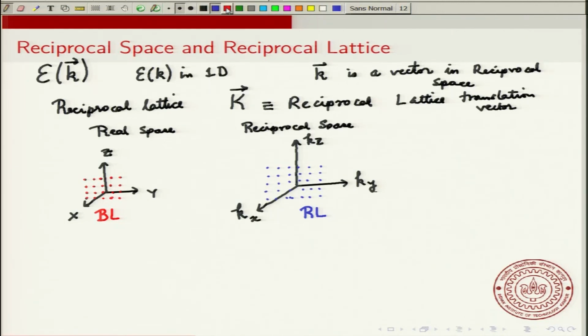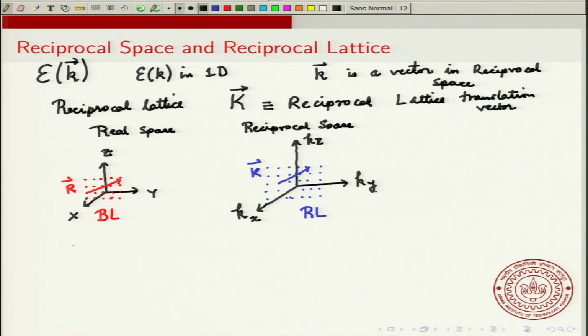Just as the Bravais lattice is characterized by a lattice translation vector r, the reciprocal lattice is characterized by a lattice translation vector K. Essentially, the reciprocal lattice and the Bravais lattice are the same thing, only this is in reciprocal space. Where things get interesting is that corresponding to a given Bravais lattice, there is a reciprocal lattice.